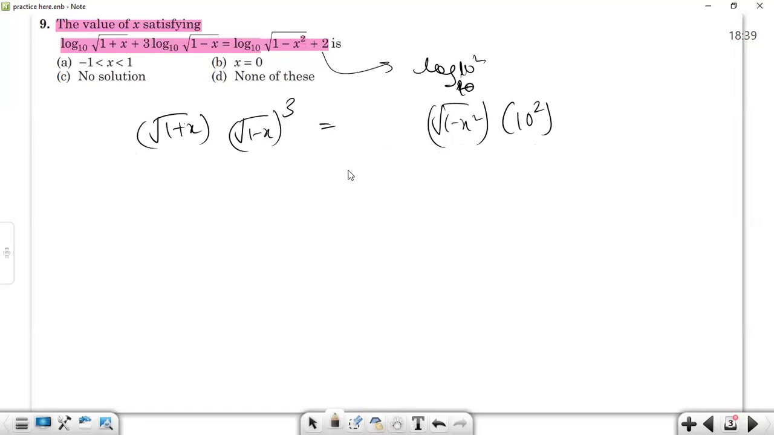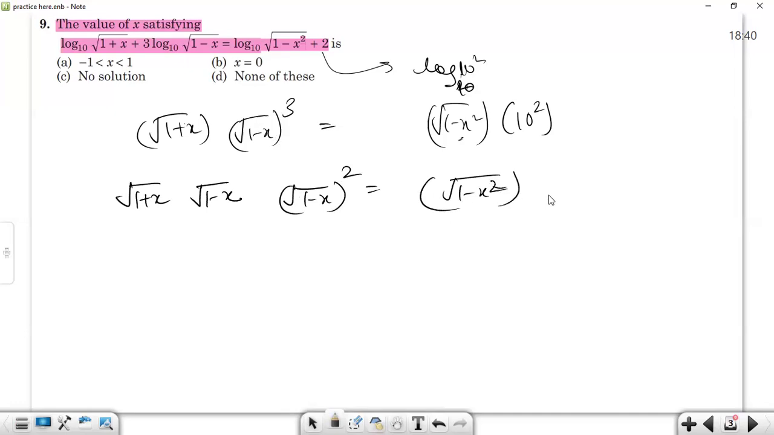And now we'll observe this. Let's expand this. Square root of 1 plus x into square root of 1 minus x into square root of 1 minus x square equals square root of 1 minus x square into 100. So what is this? A plus b into a minus b is 1 minus x square, and the square root was there. Square root of 1 minus x whole square, the square root will vanish.